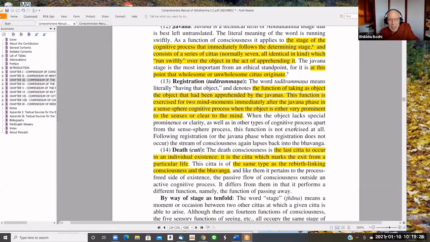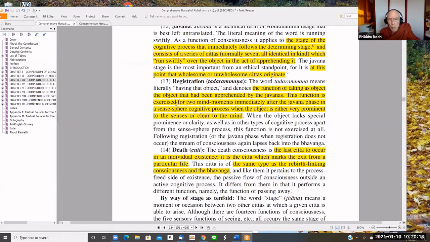Okay, then if the object is especially clear, then at the end of the process, there will occur a type of citta which is called in Pali tadaramana, which literally means taking that as object. And we translate this freely as registration. This citta has the function of taking as its object the object that had been cognized in the javana phase. I guess the function of this is to register the object, to make it available for recollection on subsequent occasions.